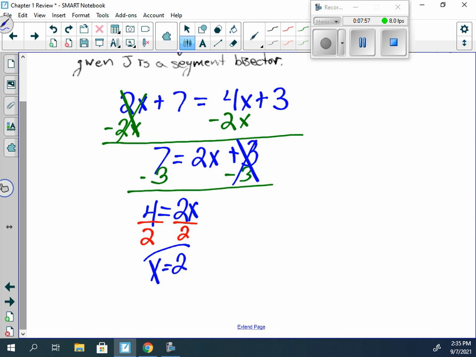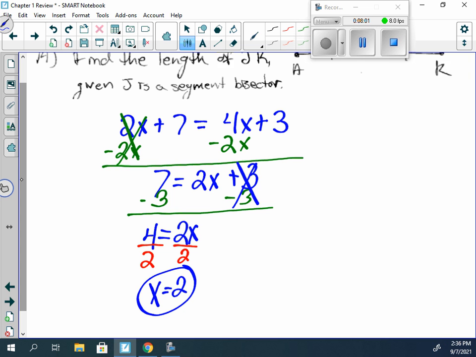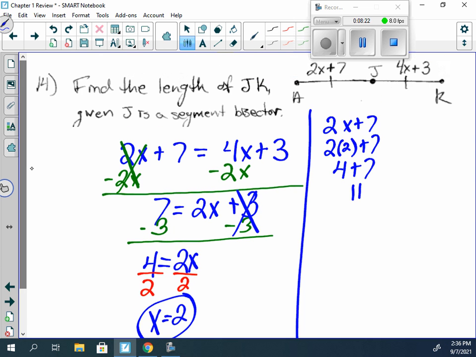So we found the value of x. Now what do we need to do next? Plug it back in. So we can use 2x plus 7. We're going to have 2 times 2 plus 7. 2 times 2 is 4, plus 7 is 11. So the length from A to J is 11.